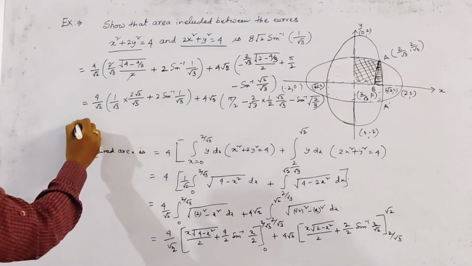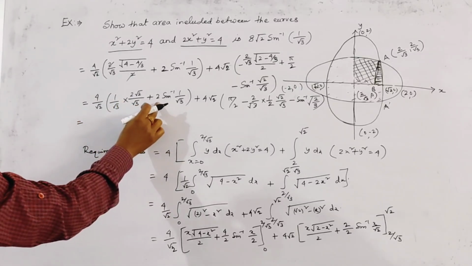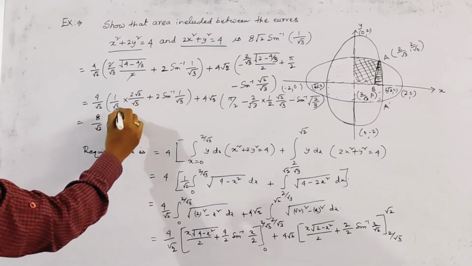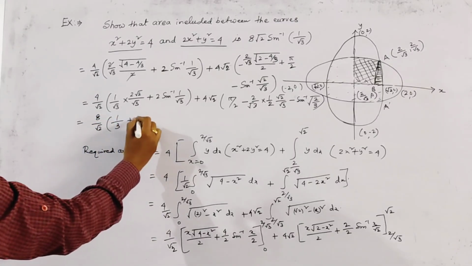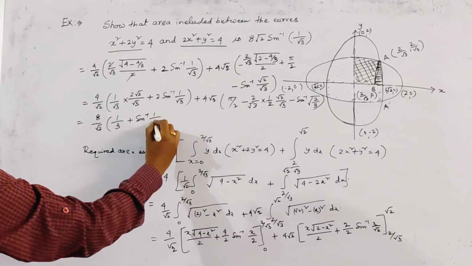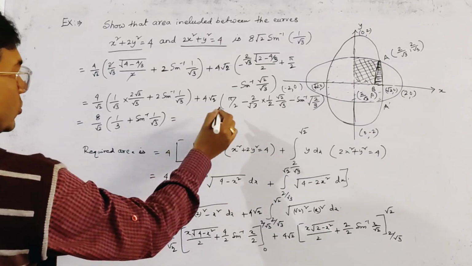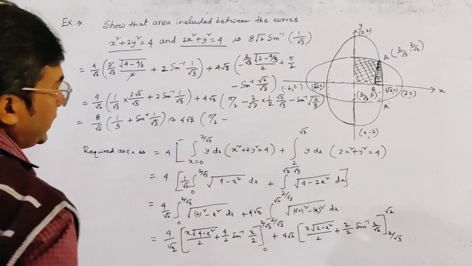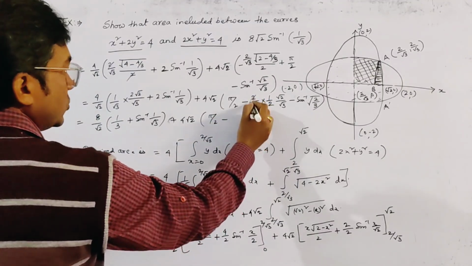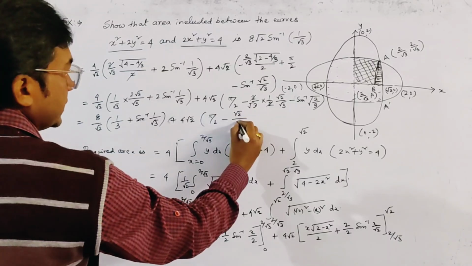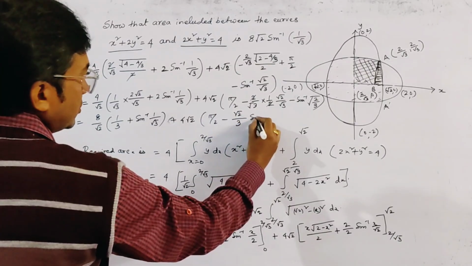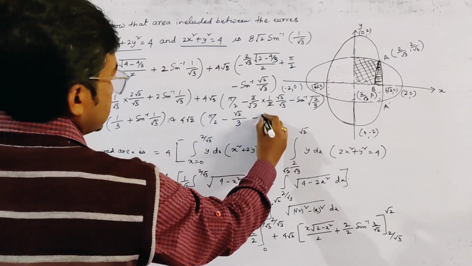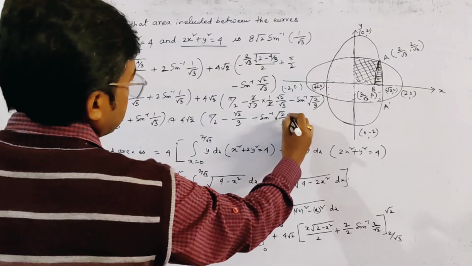Okay, now we take 2 common from here. So we get 8 by root 2 into, this is given by 1/3 plus sin inverse 1 by root 3, and from this term we get plus 4 root 2, this is pi by 2 minus, from here we get 2 to cancel out, root 2 by 3 into, sorry, this is root 2 by 3 another term, and this is minus sin inverse root 2 by 3.